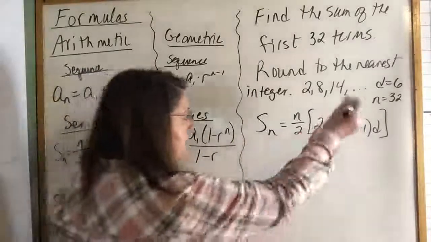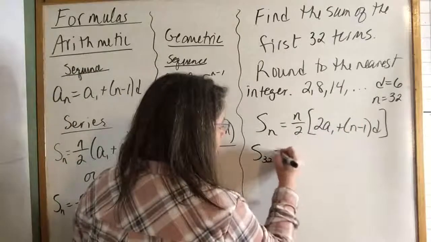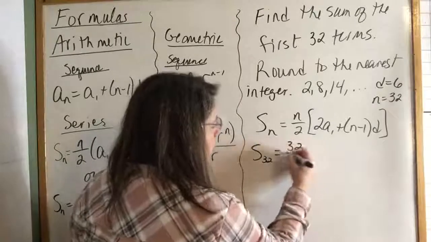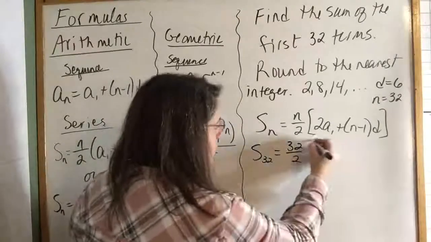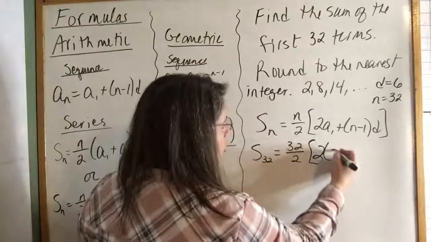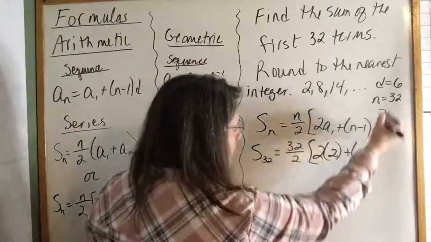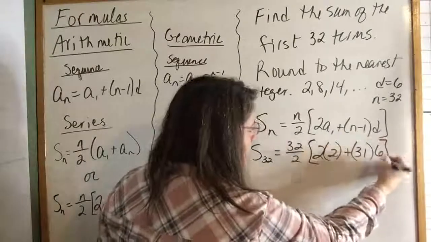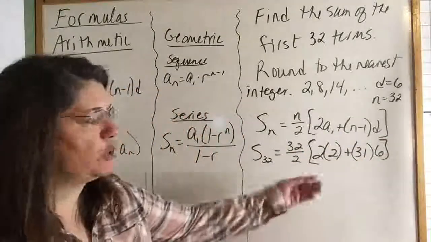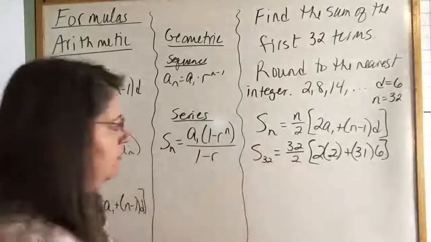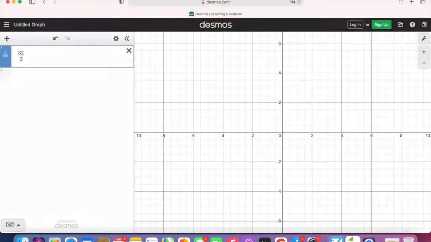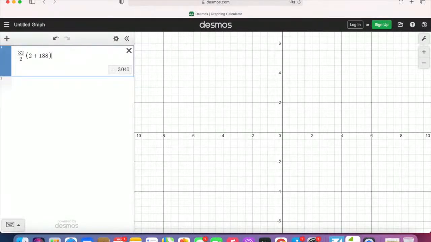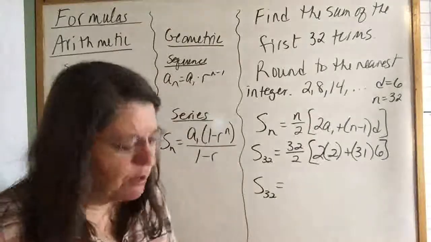So S sub n, that would be S sub 32. We would have a 32 over 2. n is 32. a sub 1 is 2. n, again, is 32, so n minus 1 is 31. And my d value is 6. I'm then going to take that to Desmos, plug it in, and solve. I have 32 over 2, which is the same as 16, times 2 plus 188. And that gives me 3,040. So my answer here is 3,040.